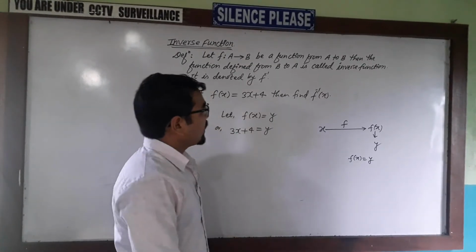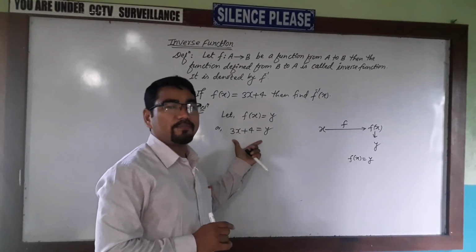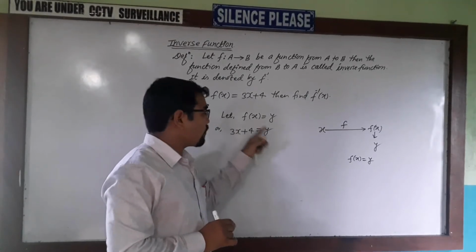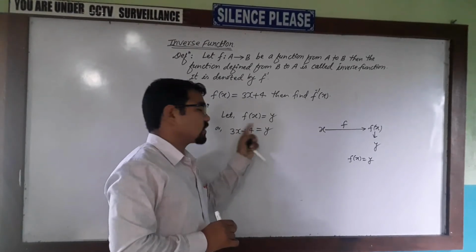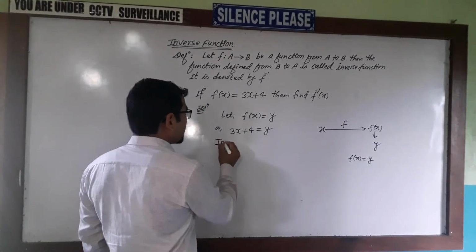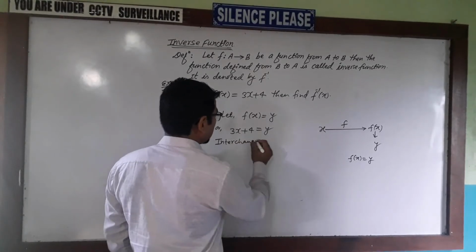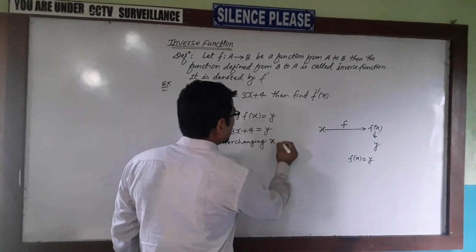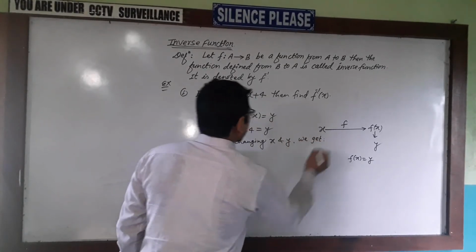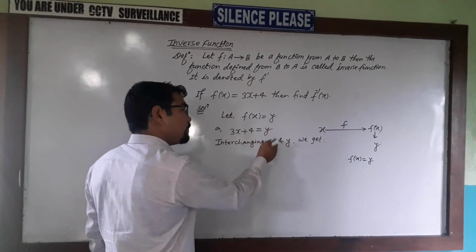Then after this, we have to interchange x and y. Interchanging x and y means x should be written in terms of y and y should be written in terms of x. So let's write this: interchanging x and y, we get, x should be written in terms of y and y should be written in terms of x.